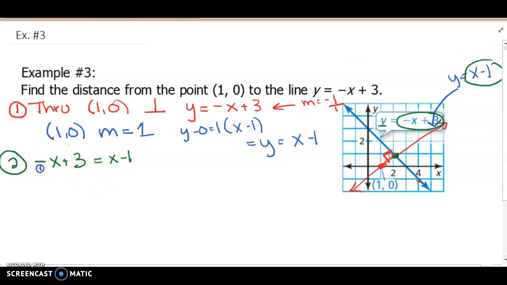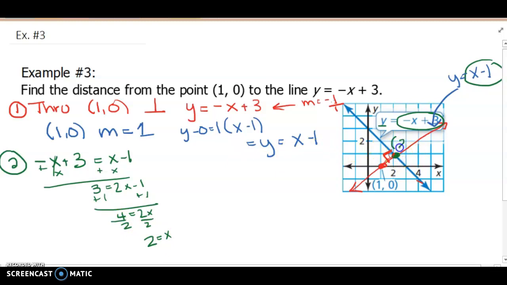Okay, so if I solve, I'd add x. So I'd get 3 equals 2x minus 1, plus 1, 4 equals 2x. So 2 equals x. Okay, so the x-coordinate of this point is 2. That's what that 2 represents, the x-coordinate of that point. All right, so now that I have that, I can find my y. Okay, so I can plug my 2 into either equation, it doesn't matter, and you should get the same y.